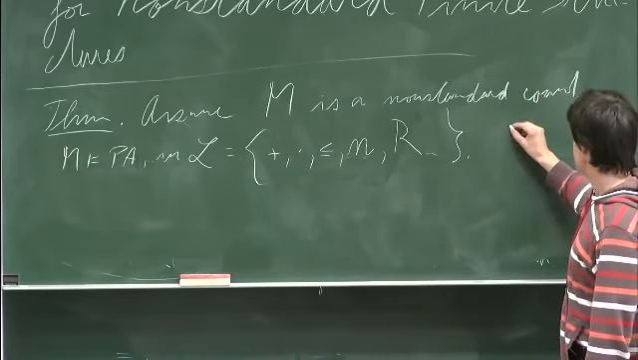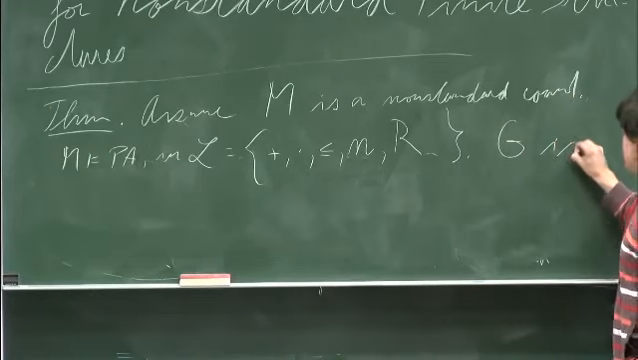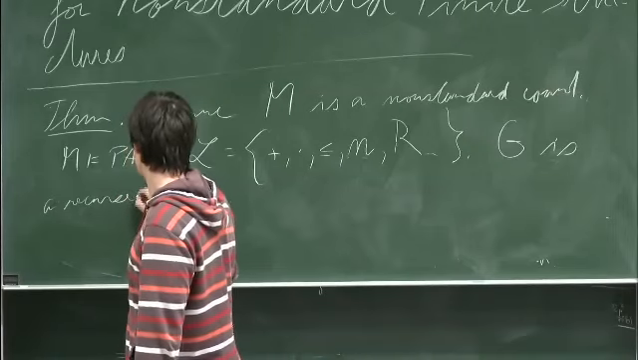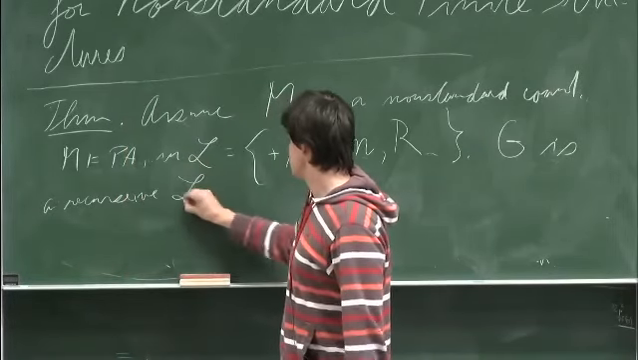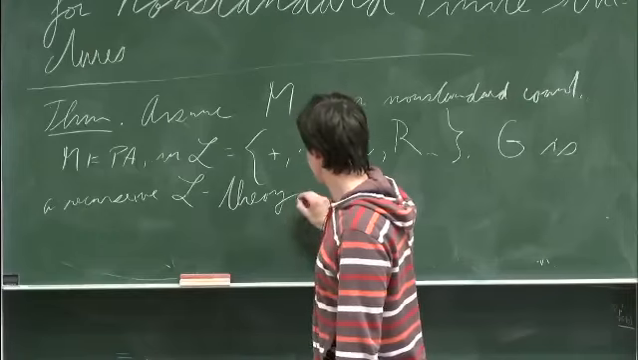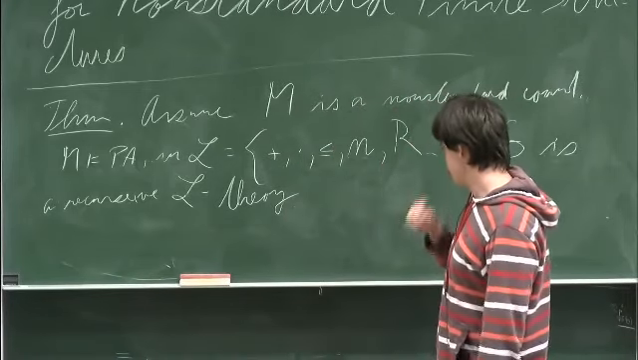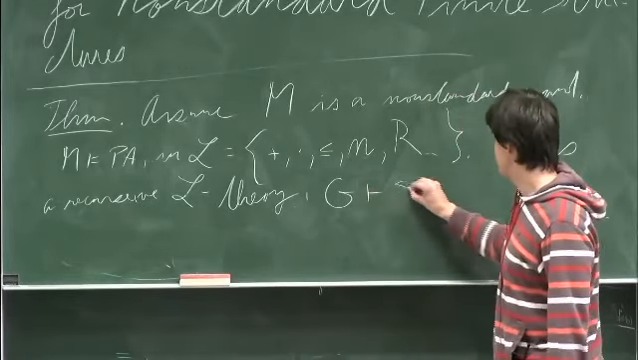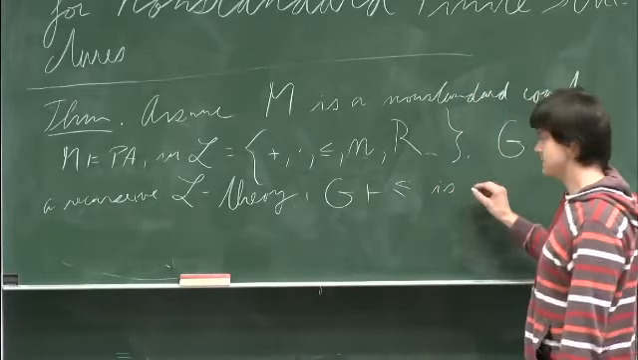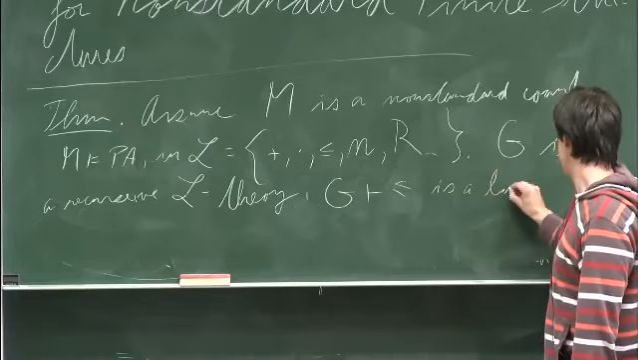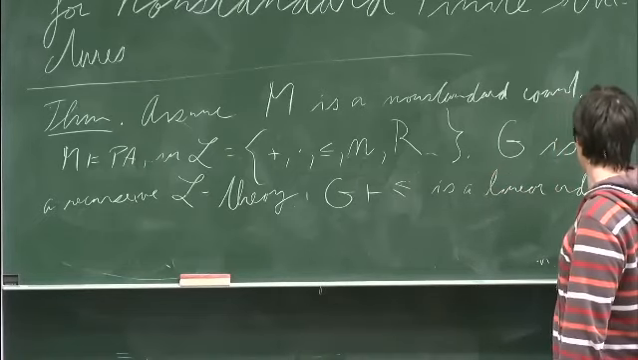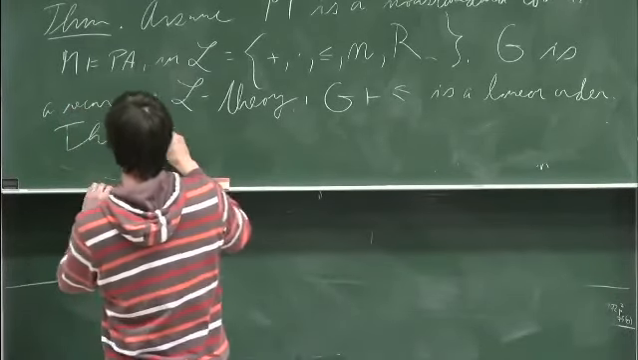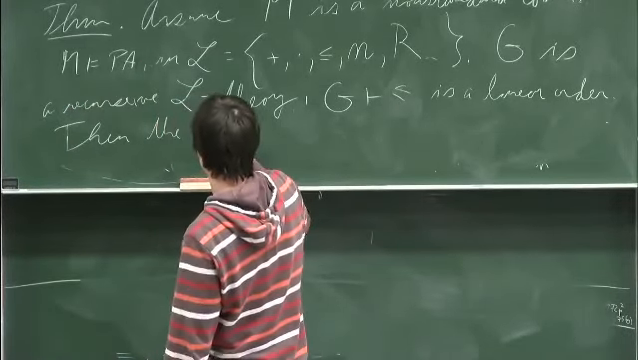Next, assume that G is a recursive theory in language L, and assume G proves that less than or equal to is a linear order. Then the following are equivalent.